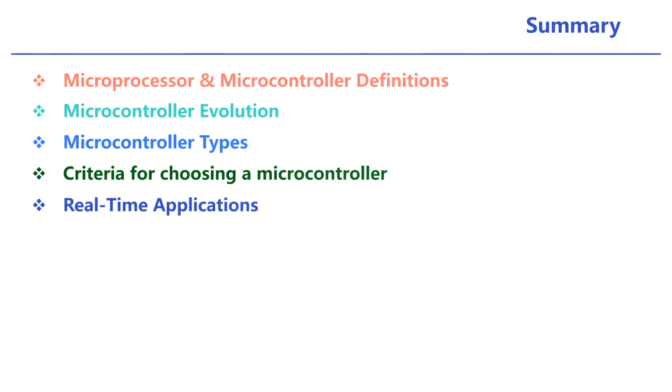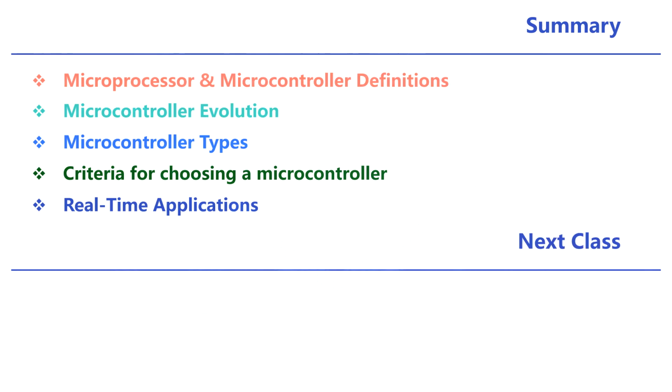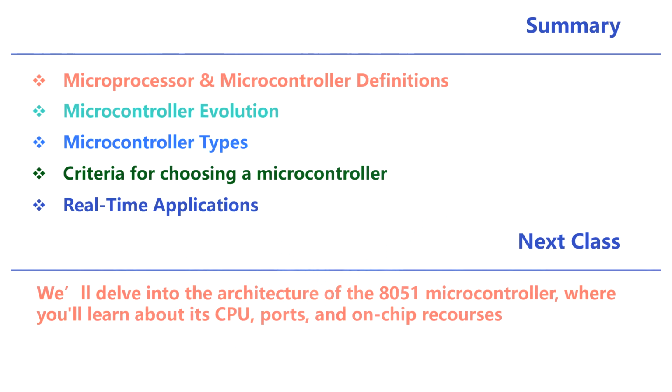Summary of this class. In this class, we discussed microprocessor and microcontroller definitions, microcontroller evolution, microcontroller types, criteria for choosing a microcontroller, and some real-time applications. Next class, we will discuss the architecture of the 8051 microcontroller, where you will learn about its CPU, ports, and on-chip resources.